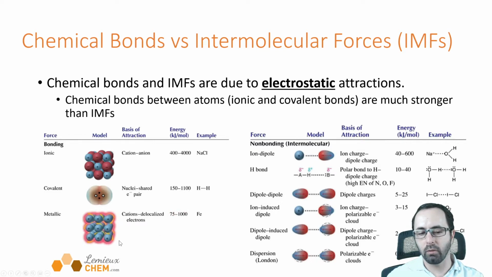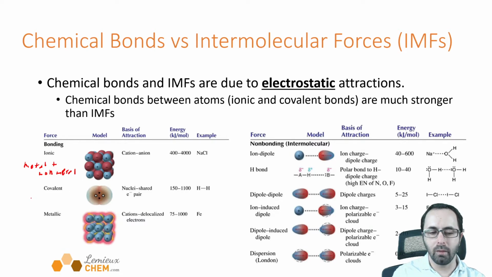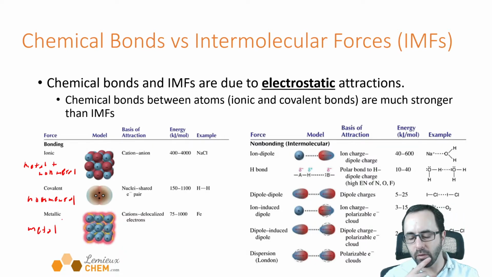Metallic bonds are different from ionic and covalent bonds. So you may recall ionic bonds generally occur between metal and non-metal atoms, with some exceptions. Covalent bonds occur between non-metal atoms. Metallic bonds occur between metal atoms. And metallic bonds are very different than ionic bonds and covalent bonds.